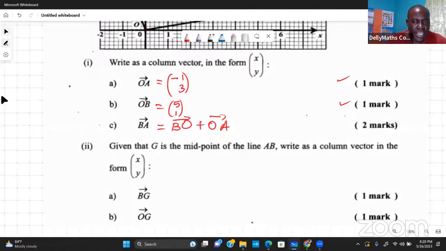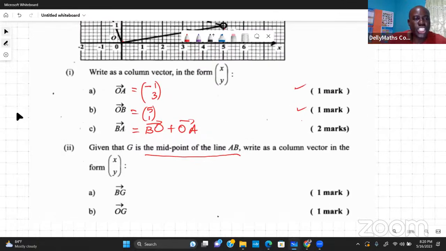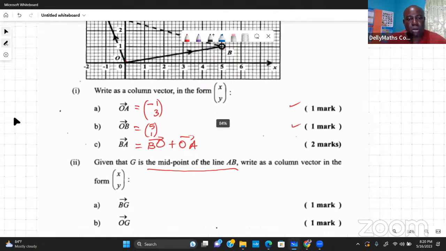Now, there's a question here that says, given that G is the midpoint of BA. Remember, G is the midpoint of BA. Write as a column vector in that form BG and then OG. All right, let's go back to that. B is the midpoint of G. No, G is the midpoint of AB.